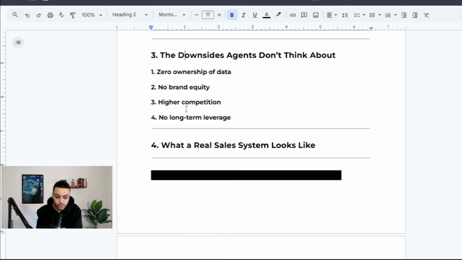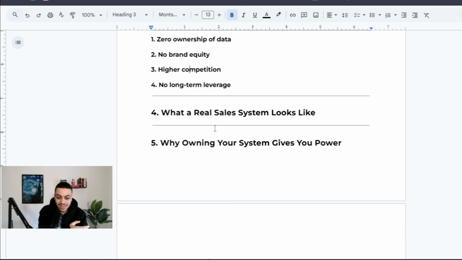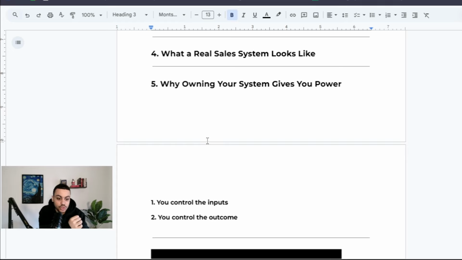Okay, so what a real sales system looks like, it's super simple. You have your own pipeline, you have your own leads, you build them, you nurture them, you warm them up, you follow up with them, and you give them value, so they're branded towards you. Not to Zillow or this or that. There is no branding when you're renting and paying Zillow to give you the leads.